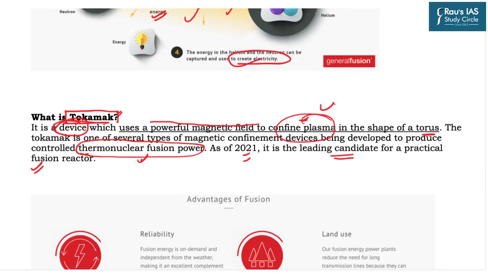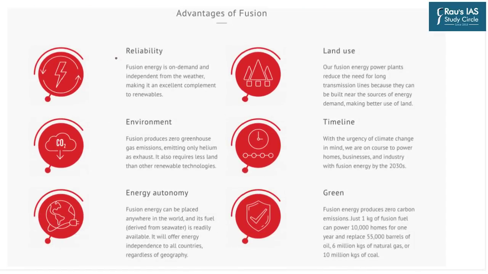Now we'll discuss certain advantages which are associated with fusion energy. The first one is the reliability component, because we know that fusion energy is independent of the weather condition as compared to, let's say, solar energy or wind energy. Wind energy will produce electricity only when we have a desired speed of the wind. Similarly, solar energy will generate electricity only in the absence of clouds. But fusion energy is independent of the weather parameters.